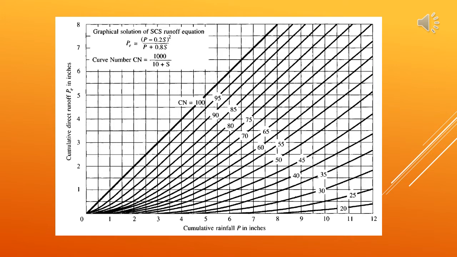Then, according to the Soil Conservation Service, draw all these lines according to soil, and they concluded the curve number, which is 1000 over (10 plus the maximum retention S). So the curve number and the potential maximum retention have a relationship, as you see, and the curve numbers from 0 to 100 are drawn in the Pe versus P graph.